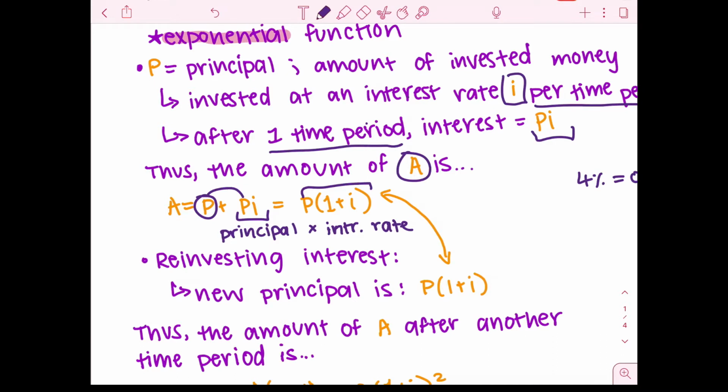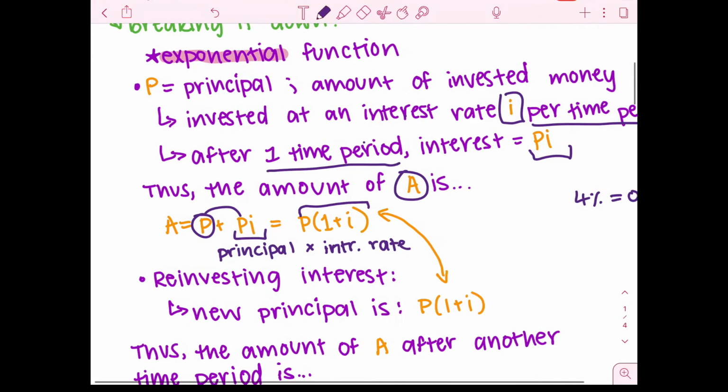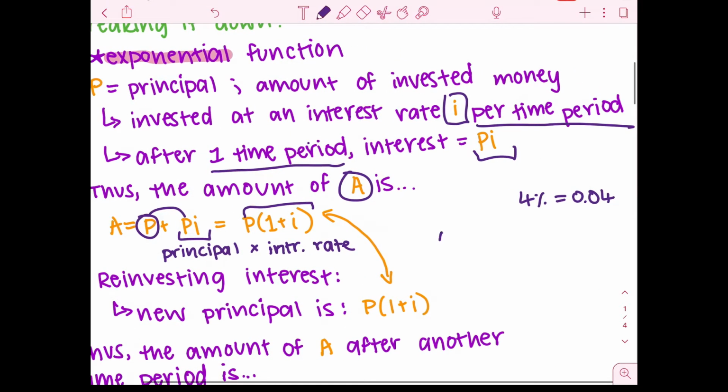Okay, so this is our basic formula that we're going to start off with. So I'll write it out here. A is equal to P times (1 plus i). And remember, this is after one time period. So after one time period only. So it only compounds once. Okay? As we get into more time periods, it's going to be a little bit tougher to understand, but hopefully you guys can stick with me throughout the video.